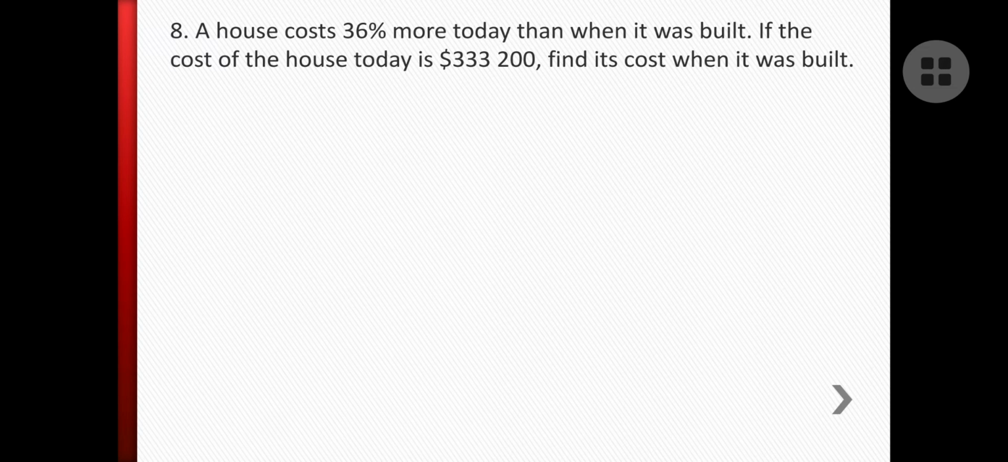Now the next question is the 8th question, and the question is: a house costs 36% more today than when it was built. Okay, so today's cost is 36% more. When it was built, it was like an amount. But today it is more, 36% more. You have to read the question properly and understand it.